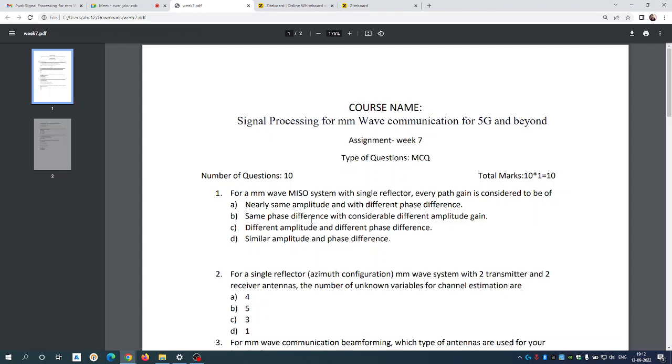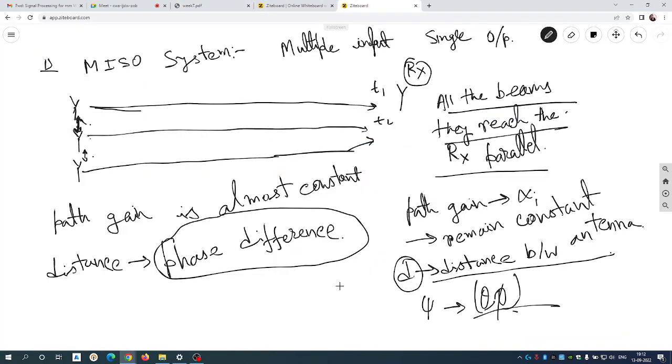The same phase difference cannot happen because every receiver antenna has a difference of d between them, and that will create some sort of phase difference. Option B is just the complete counterpart of option A, so option B is surely wrong. Different amplitude cannot happen, so option C is also wrong. Similar amplitude can happen, but the phase difference cannot be similar. So the correct option is option A. That was question number 1.